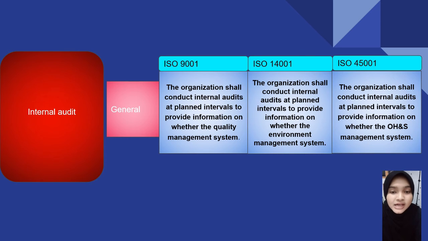In general, for ISO 9001, the organization shall conduct internal audits at planned intervals to provide information on whether the quality management system, while for ISO 14001, the organization shall conduct internal audits at planned intervals to provide information on whether the environmental management system. Okay, for ISO 45001, the organization shall conduct internal audits at planned intervals to provide information on whether the OH&S management system.